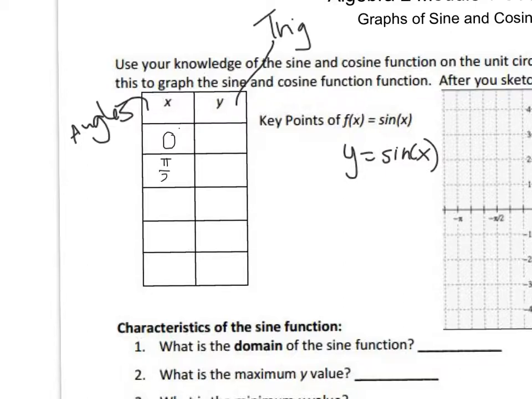I'm going to pick pi over 2 radians, which is 90 degrees. We typically do it in radians, not that you have to. I'm going to pick pi radians, 3 pi over 2 radians, and 2 pi radians, because what you'll see is there's a really nice pattern to these values. So if I look on the unit circle and I want to know what the sine of 0 is, I go to 0 radians, I look at the y coordinate, and it's 0.